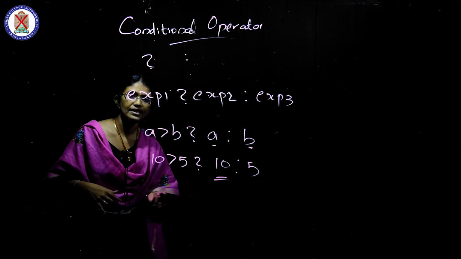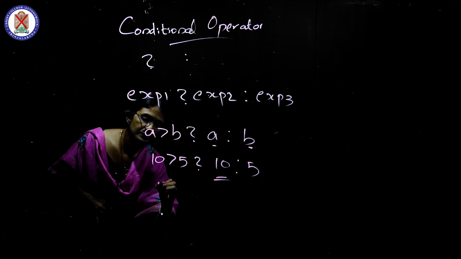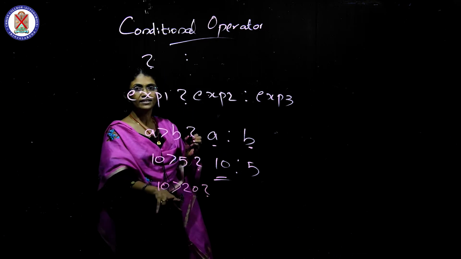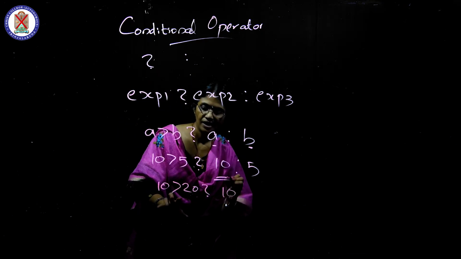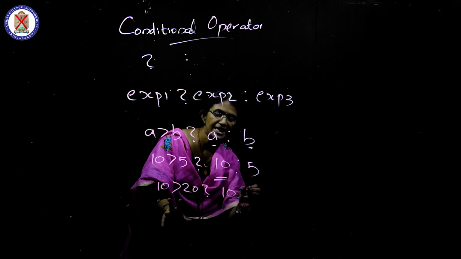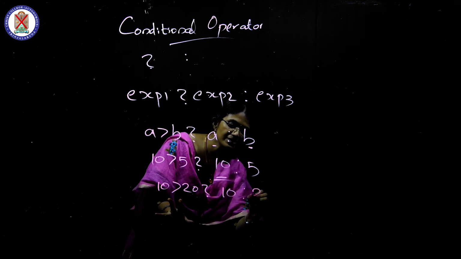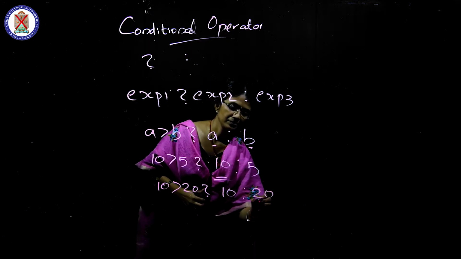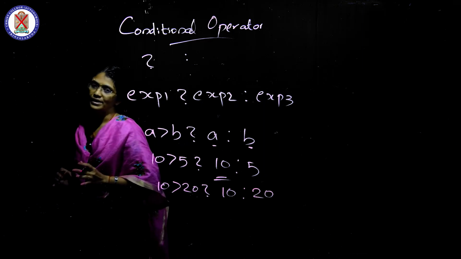And we can see another example. 10 greater than 20. In this case, the expression 1 is not true, it is false. Then expression 3 is evaluated, then 20 is the result. Okay, this is the conditional operator.